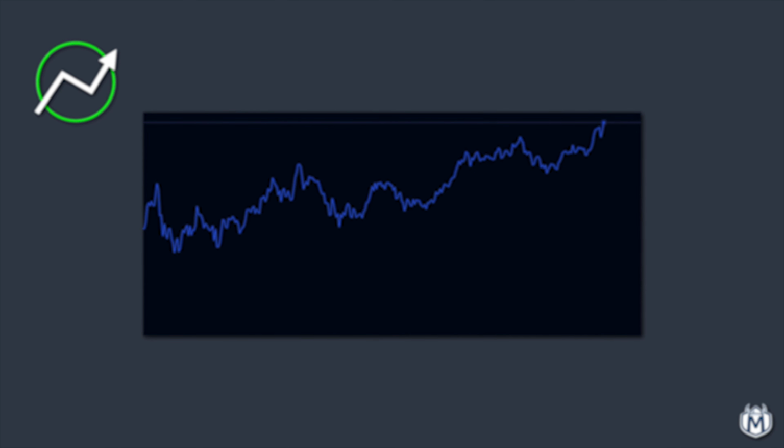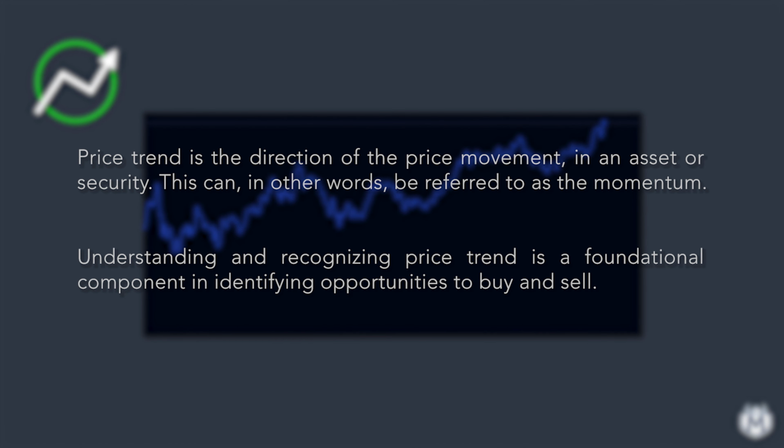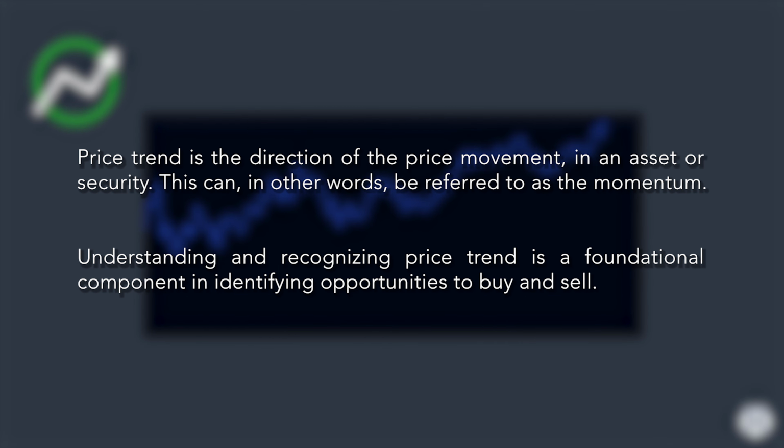What is price trend? Well, price trend is the direction of the price movement in an asset or security. This can in other words be referred to as the momentum. Understanding and recognizing price trend is a foundational component in identifying opportunities to buy and sell.